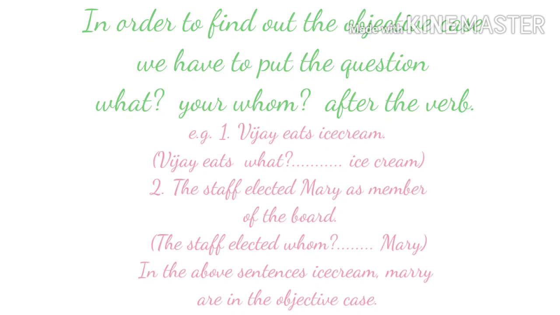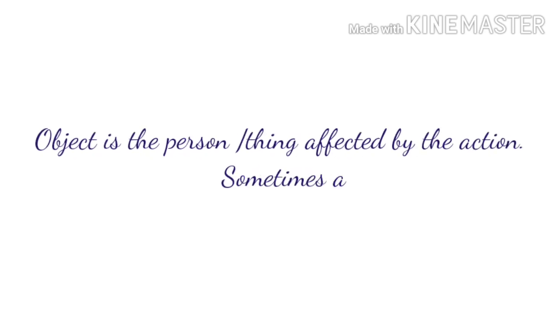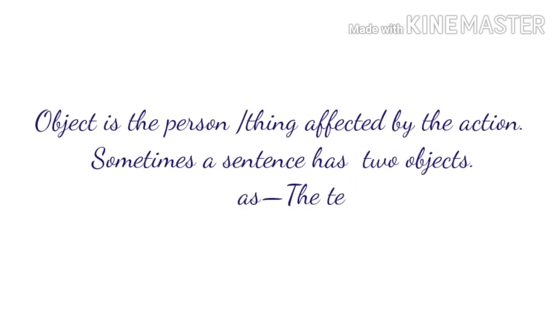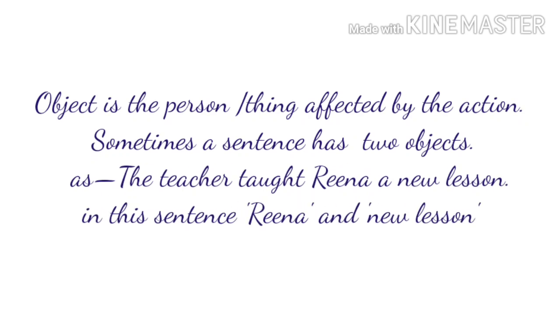Example 2: The staff elected Mary as member of the board. The staff elected whom? Mary. In the above sentences, ice cream and Mary are in the objective case. Remember, the object in the sentence is the person or the thing affected by the action.